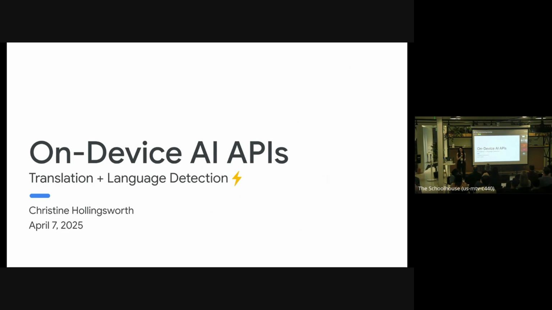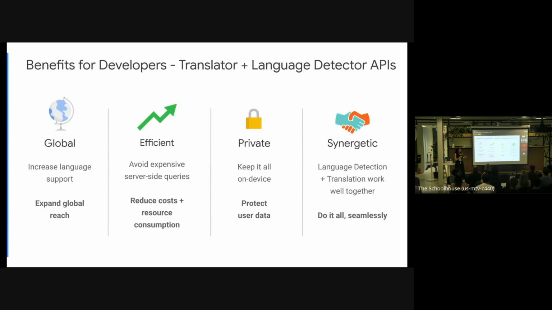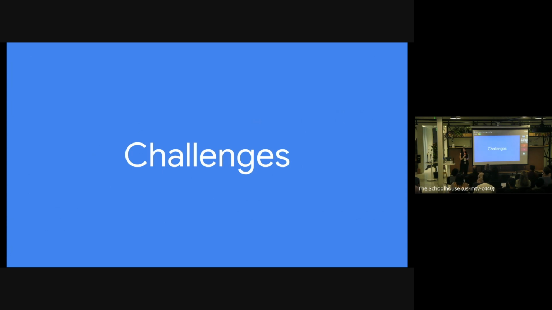I'm a software engineer on the Chrome Intelligence APIs team, and today I'm going to talk about the Translator and Language Detector APIs. Based on the name, you could probably figure out how these two APIs work. They have lots of benefits, such as driving efficiency and working well together. But there have been some challenges.